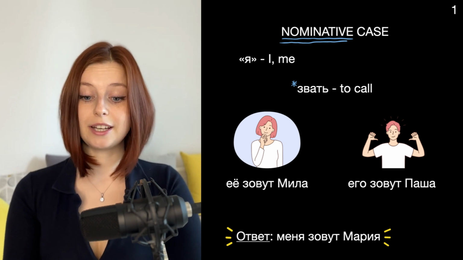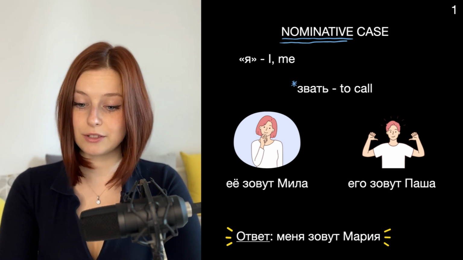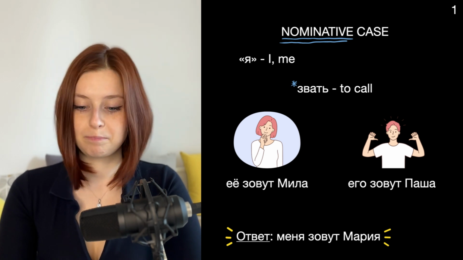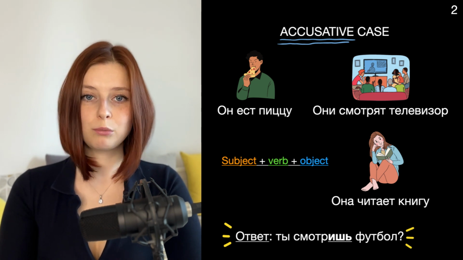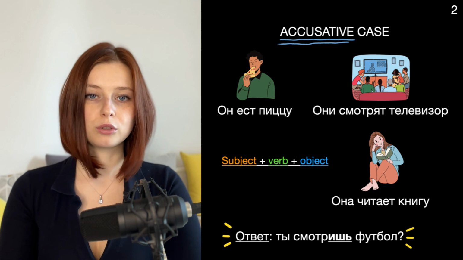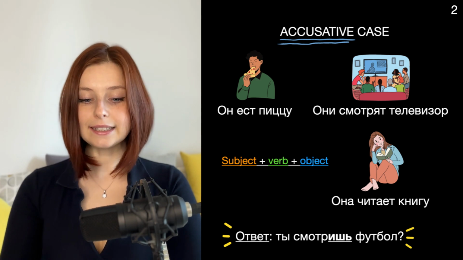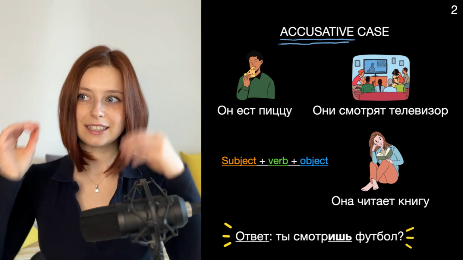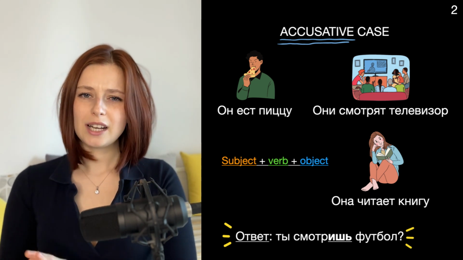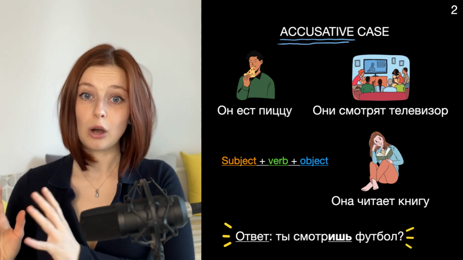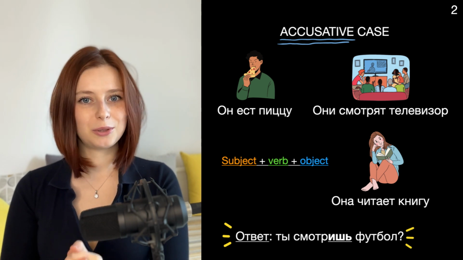So the question uses the accusative case for addressing the person, and the response uses the accusative case for stating the name. Okay, next question is Ты смотришь футбол? Do you watch football? Soccer, I don't know. This is also accusative case, and here it is more obvious, because whenever there is a subject, verb, and object, it's most likely going to be accusative case.